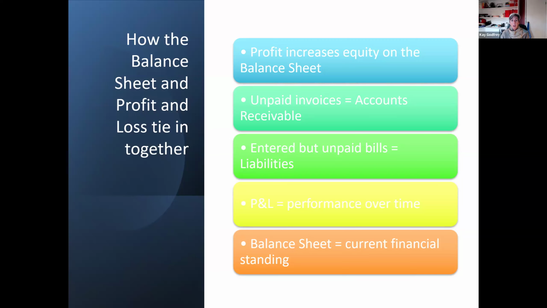And the profit and loss is performance over time. It shows how your business is performing as far as sales, expenses, and net profit are concerned. The balance sheet shows your current financial standing. It's a point in time.